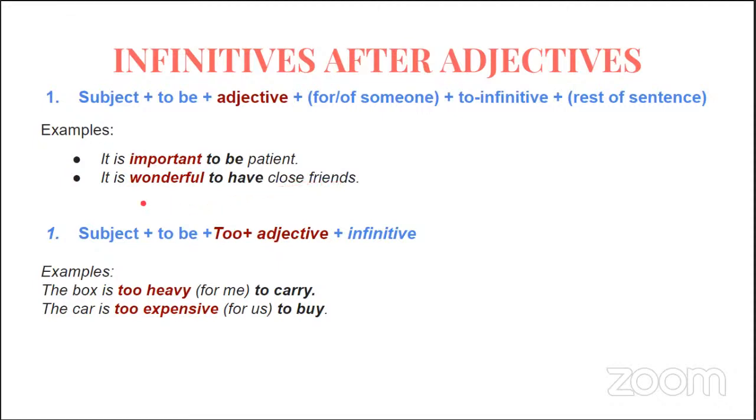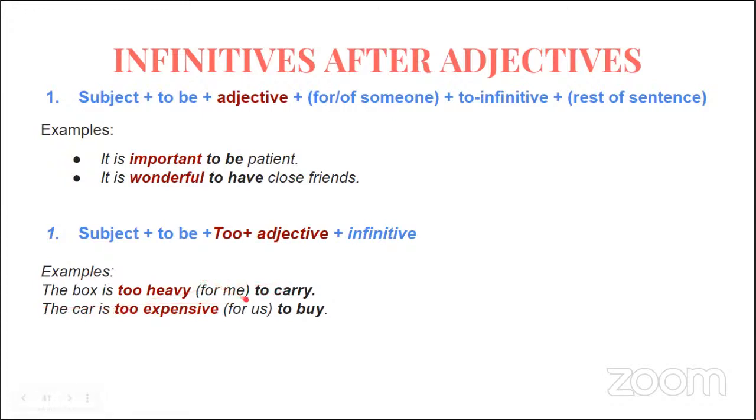Next, how can we also use infinitives after adjectives? We can have a subject, followed by to be, followed by too, followed by an adjective, and followed by an infinitive. Examples. The box is too heavy for me to carry, or the car is too expensive to buy. Here we have the subject, the verb to be, too, adjective, and then the person, for or of someone, and then the infinitive.